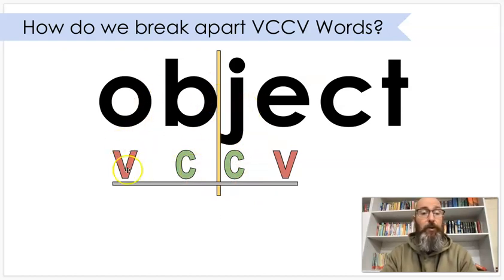Now, this vowel has a consonant behind it, which means it's closed. This vowel has a consonant behind it. That means it's closed too. So they're both closed vowels, which means they make short vowel sounds. So we would have ob-ject, object. And that's how you'd read it, object.